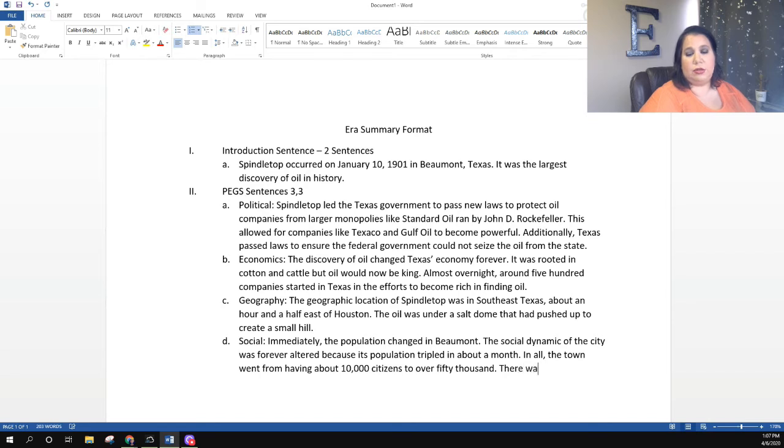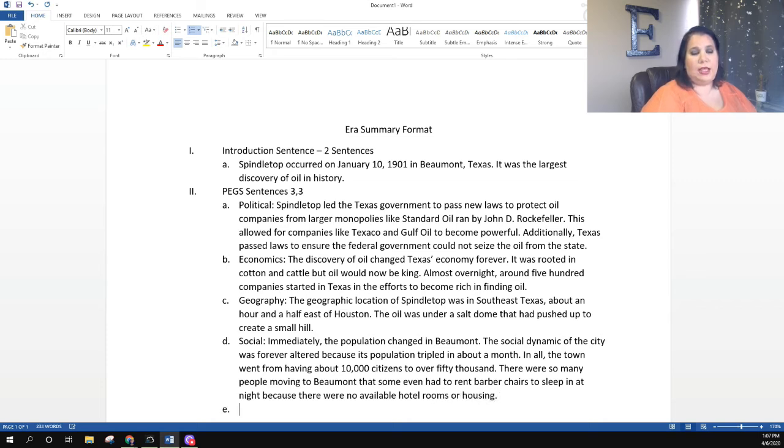There were so many people moving to Beaumont that some even had to rent barber chairs to sleep in at night because there were no available hotel rooms or housing. And then finally, you will have your significance.